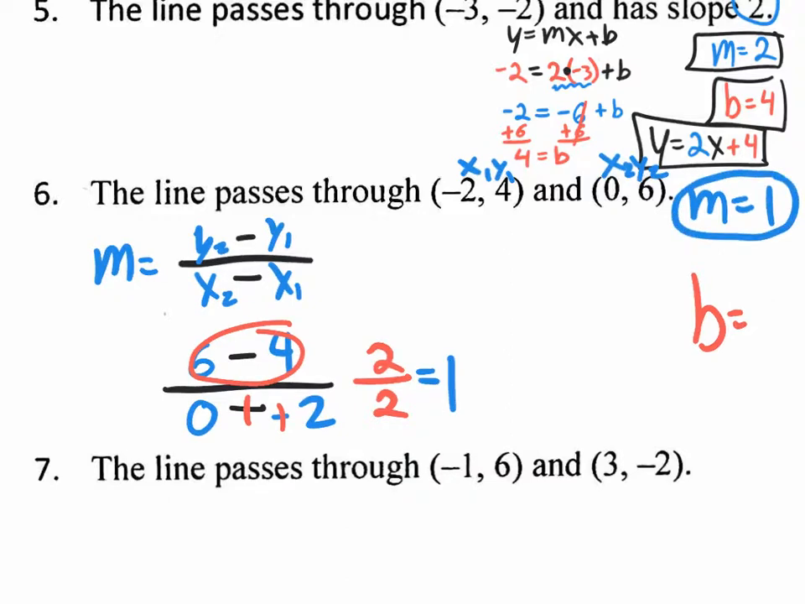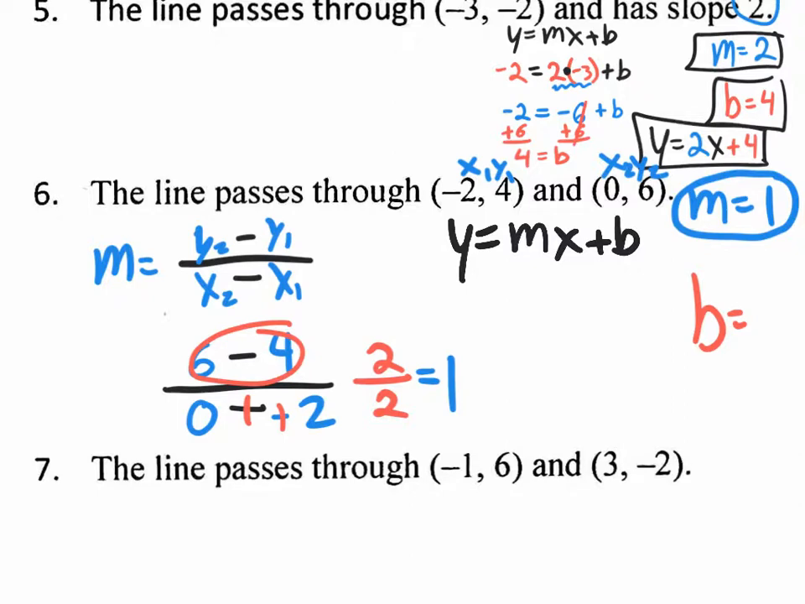We have half of what we need. We also need the b value, right? How do we find that b value? Substitute. You're going to substitute the m value that you just found and also one of these coordinates all into y equals mx plus b.